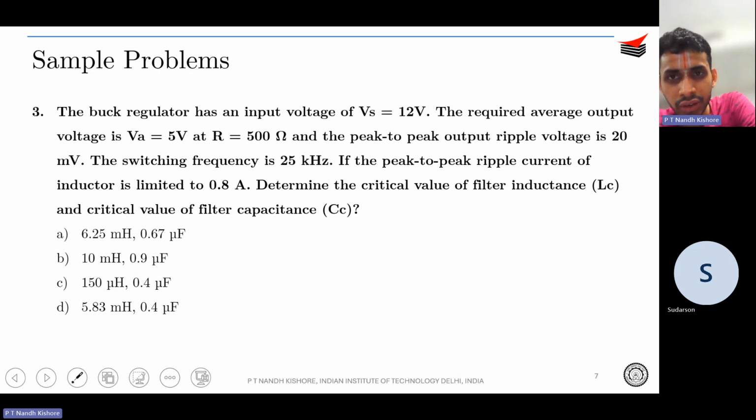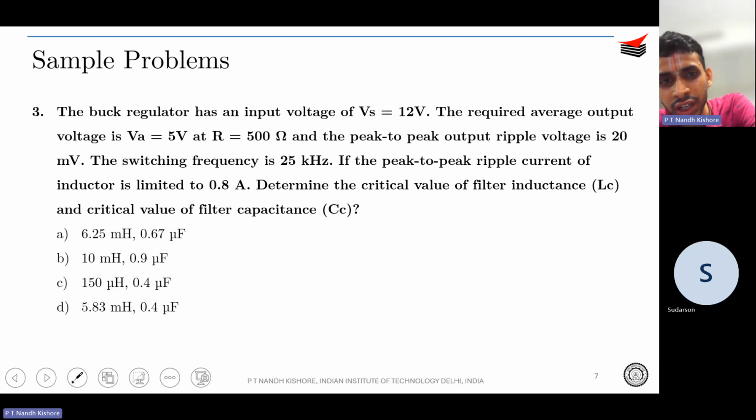So again, VS is equal to 12 volts and VA is 5 volts and R equal to 500 ohms. Peak to peak voltage ripple is 20 millivolts. The switching frequency is 25 kilohertz. If the peak to peak ripple current is limited to 0.8 amperes, determine the critical value of filter inductance and critical value of filter capacitance.